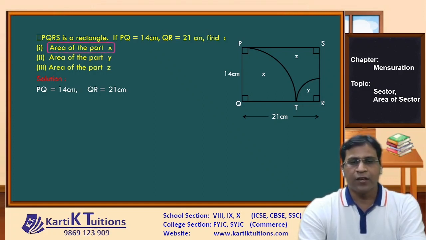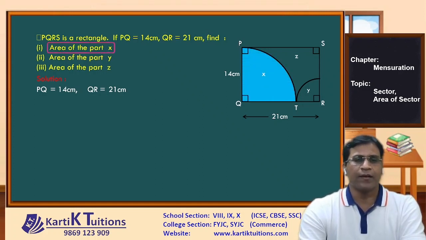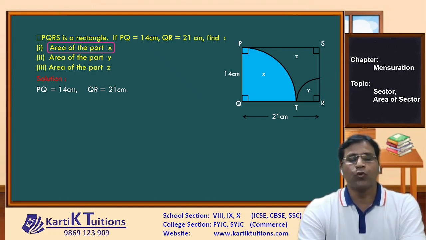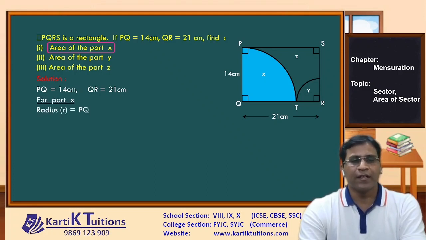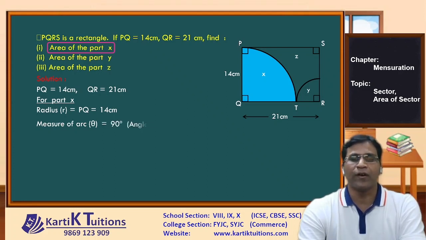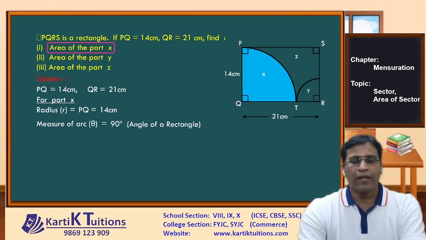Look carefully, part X, which part is this? It looks like a sector. Sir, how do you know? Look, PQ and QT will be the same, and Q is our central angle, that is 90. So basically we know the value of R, we know the angle theta, so we can easily get the value. So let's start. Now for part X, our R is 14 centimeter and theta is 90 degrees. Sir, how? The angle of a rectangle. Do you all agree?